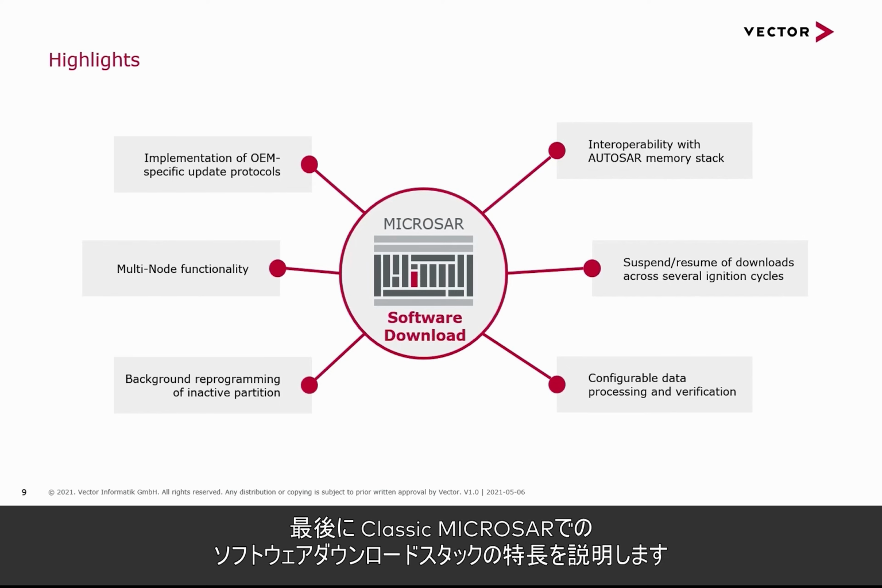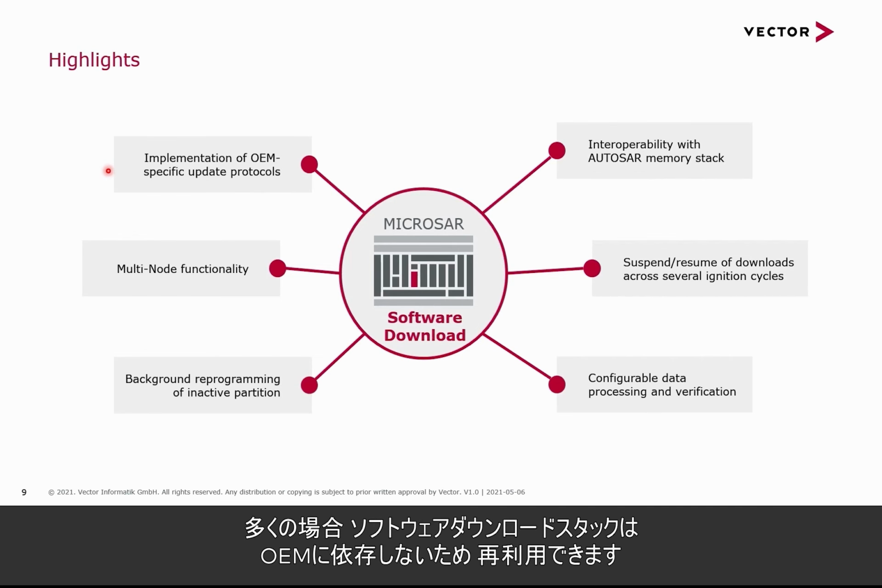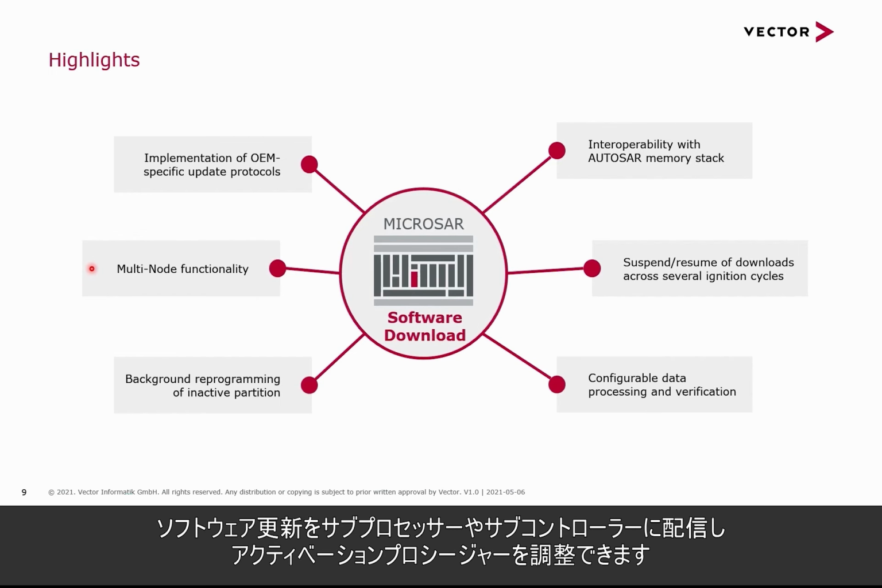Finally, I would like to mention some highlights of our software download stack in classic MICROSAR. Different OEM protocols are already supported and additional or new protocols can be added easily. To a large extent, the software download stack is OEM independent and therefore we have a high reuse. As shown before, we can support multiple node ECUs with a complex inner structure. We can distribute software updates to sub-processors or controllers and coordinate the activation procedure.